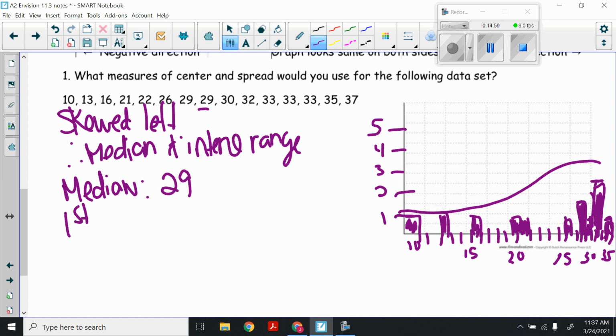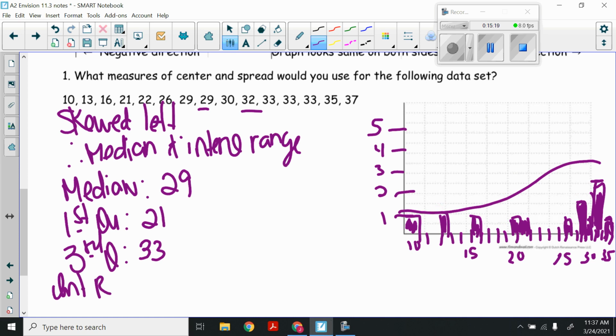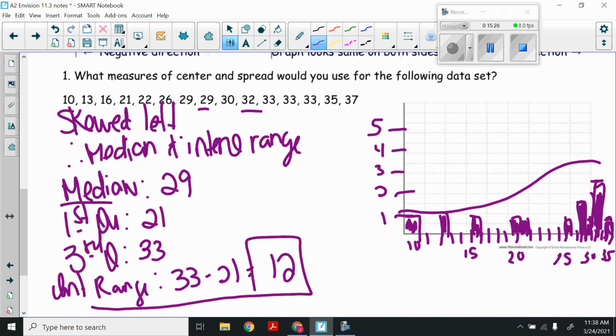So then my first quartile, remember, that is the median of the numbers below my median. When we work that out, we find that it's 21. Our third quartile, again, the median of the numbers bigger than our median, is 33. So now my interquartile range, subtract those two. 33 minus 21 gets me 12. So my interquartile range is 12. My median was 29.